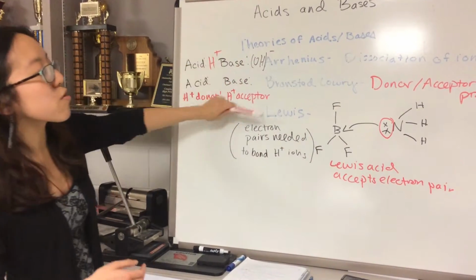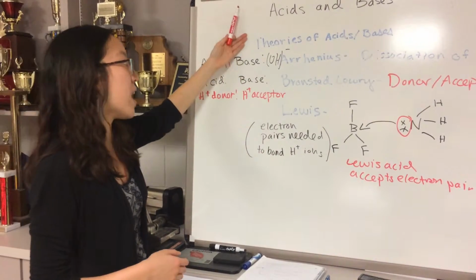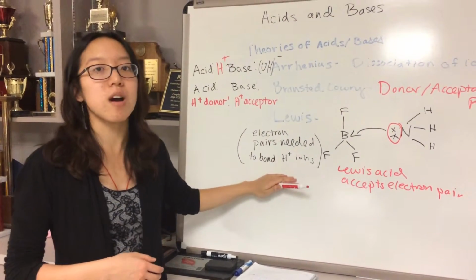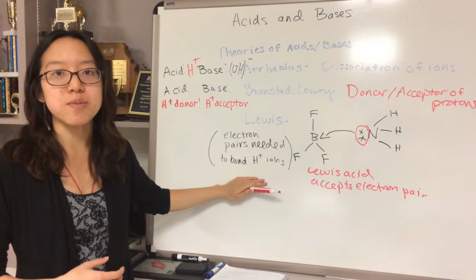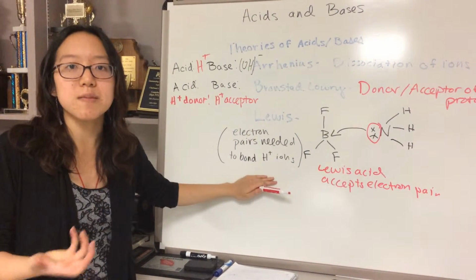So as you can see, there's a gradual evolution of acid and base theory, from dissociation of ions to the actual electron pairs that cause the bonding of the H+ ions that are so important, and what makes acids and bases acids and bases.